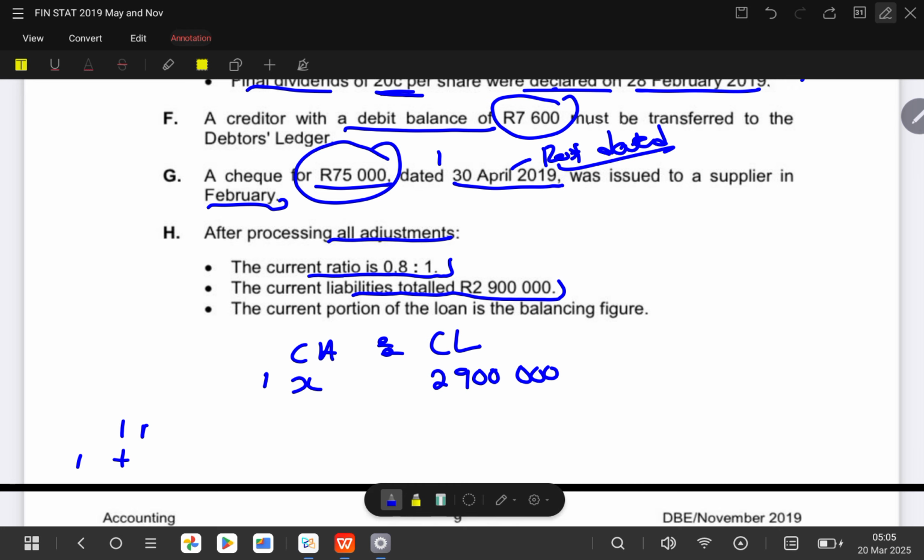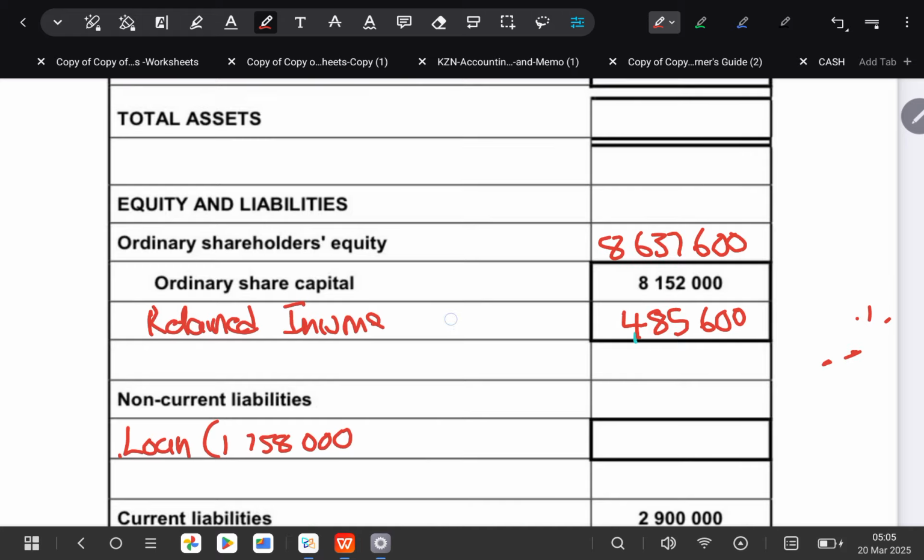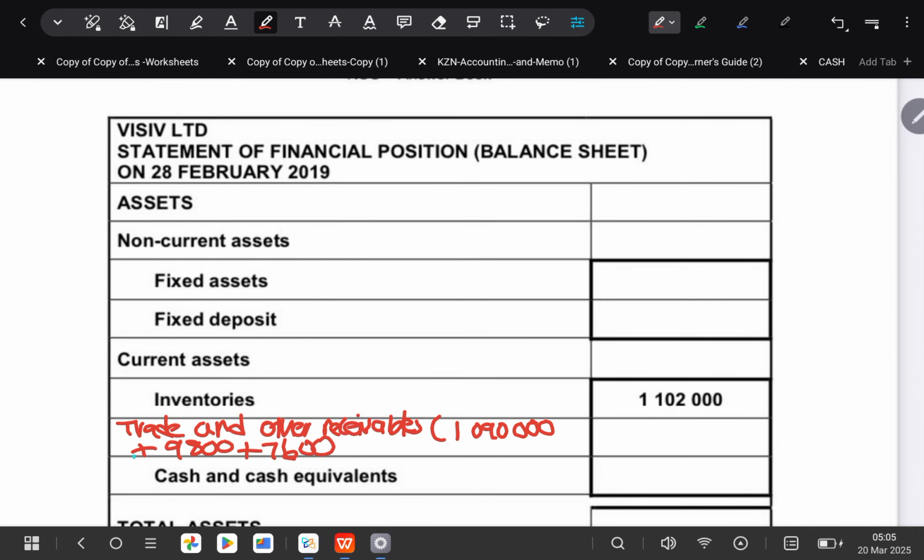So when you are given this, you don't have to struggle. You are given the ratio as 0.8 is to 1. So it means you are going to cross multiply. To get your current assets, you are going to say 2,900,000 multiplied by 0.8. So current assets is going to be 2,900,000 multiplied by 0.8.